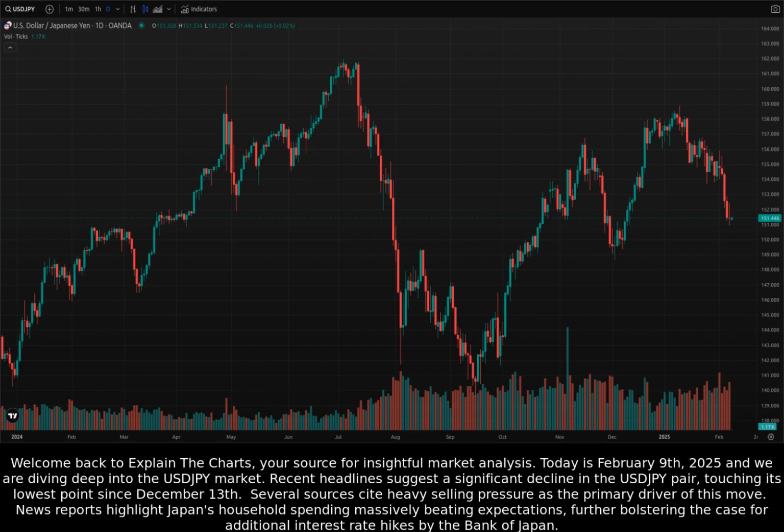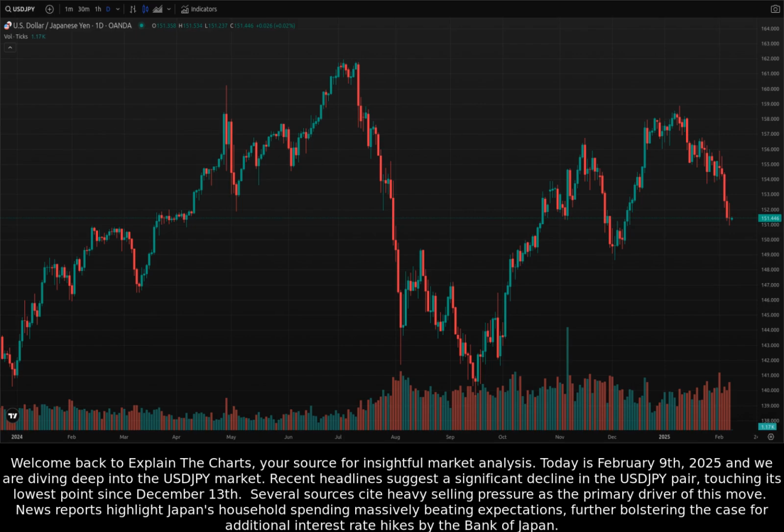Today is February 9th, 2025, and we are diving deep into the USDJPY market. Recent headlines suggest a significant decline in the USDJPY pair, touching its lowest point since December 13th. Several sources cite heavy selling pressure as the primary driver of this move.